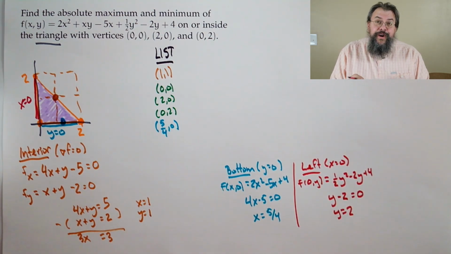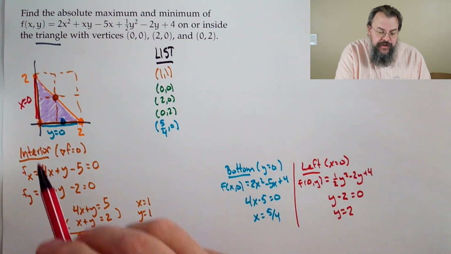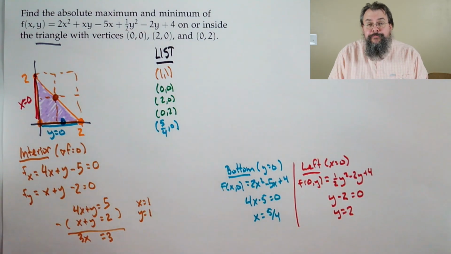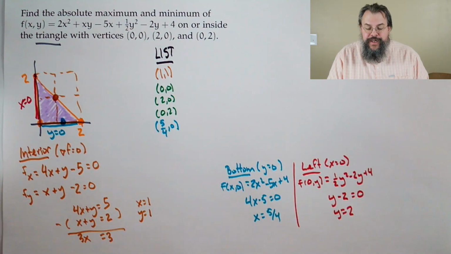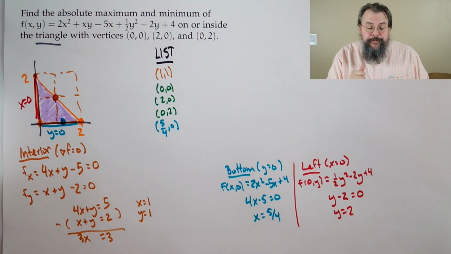Where is that at? That's at the point (0, 2). It's here, already on our list. So we're good to go. We don't need to put it on our list again. So great. That leaves us one more side.